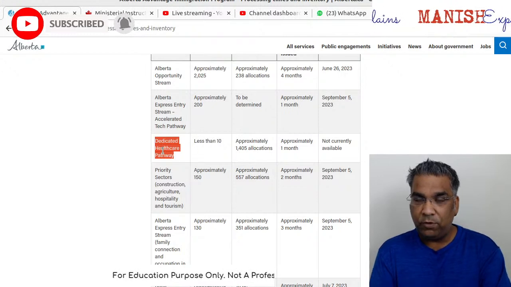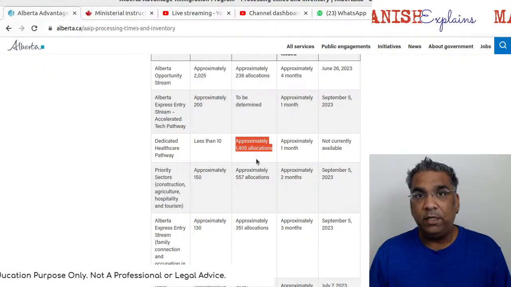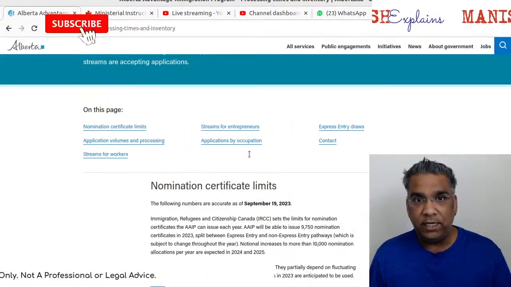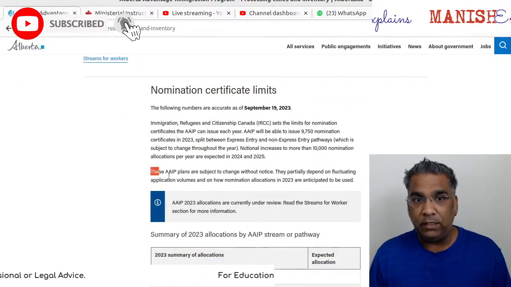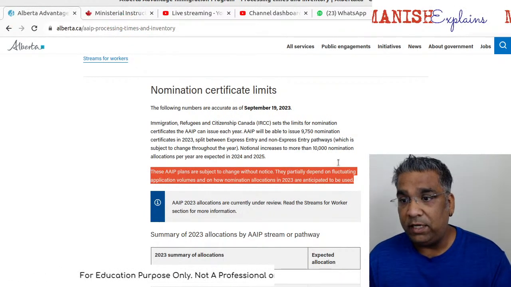They still have 1405 allocations remaining in the dedicated healthcare pathway, and they already said in the initial discussion that these notifications, this limit and everything can change.